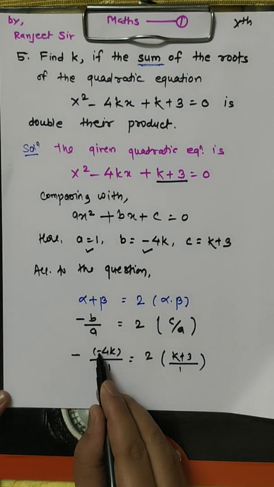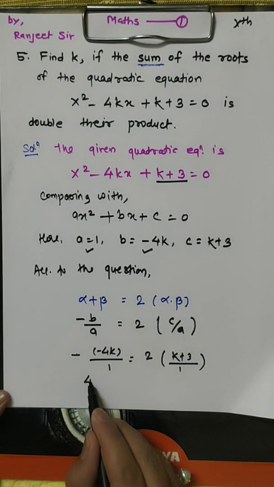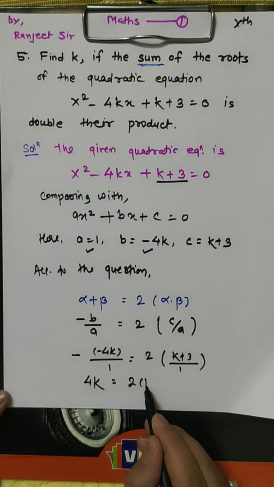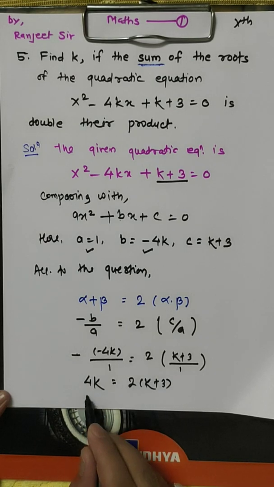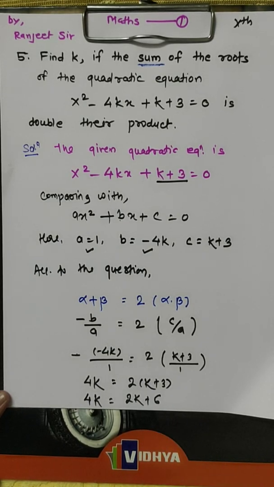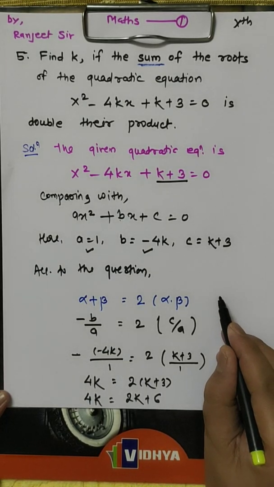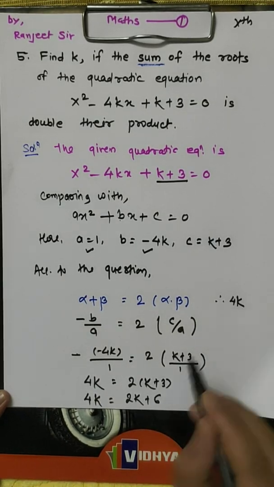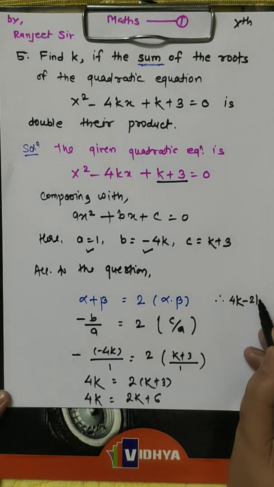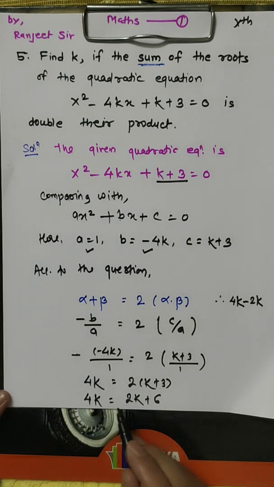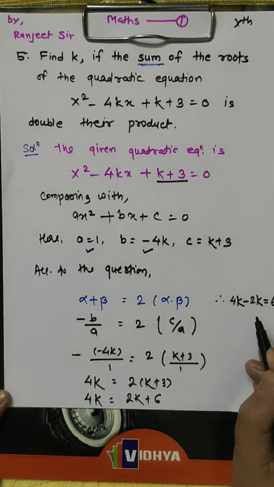So therefore, minus minus becomes plus. This is 4k. 4k is equal to what, students? 2(k + 3). So students, 4k is equal to what? Multiply: 2k plus 2 threes are 6. Therefore students, transfer this 2k to the left hand side. So 4k − 2k. Okay students, transfer this to the left hand side, so 4k − 2k is equal to 6.